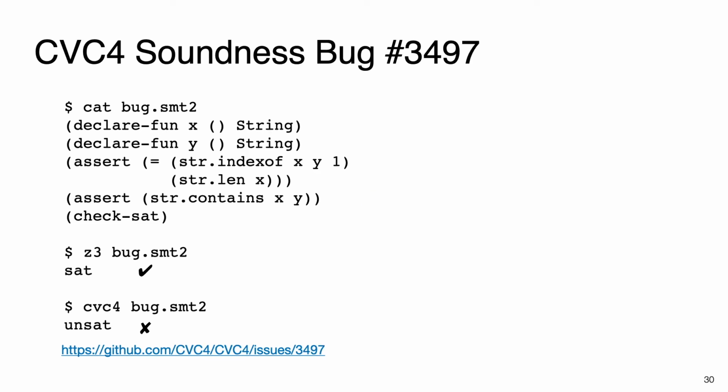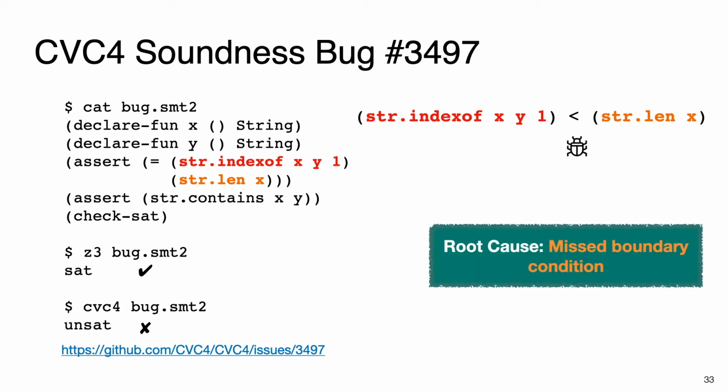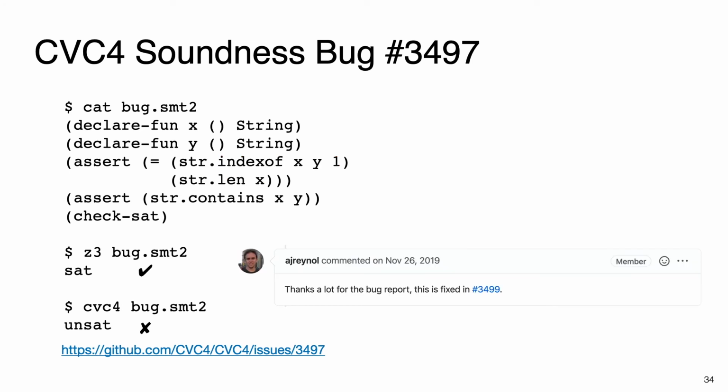Here's a CVC4 soundness bug in string logic. For this formula, according to the SMT-LIB standard, the string indexof operator returns the first occurrence of y in x at or after position 1. If y is empty, the result is the third argument, 1 in our case. Hence, the indexof expression could be less than or equal to the string length of x. CVC4 exploits this in its string solver, but misses the equality case. One of the CVC4 developers fixed this bug and thanked us for our bug report.